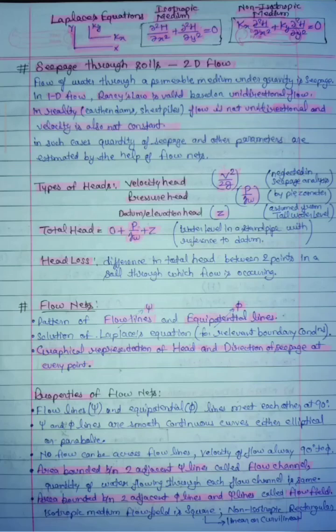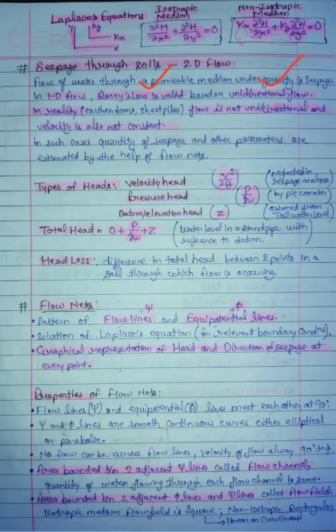Today we will start our lecture with the topic seepage through soils, that is 2D flow, two-dimensional flow. Flow of water through a permeable medium under gravity is called seepage. Now in one-dimensional flow, Darcy's law is valid. That is, flow is unidirectional.